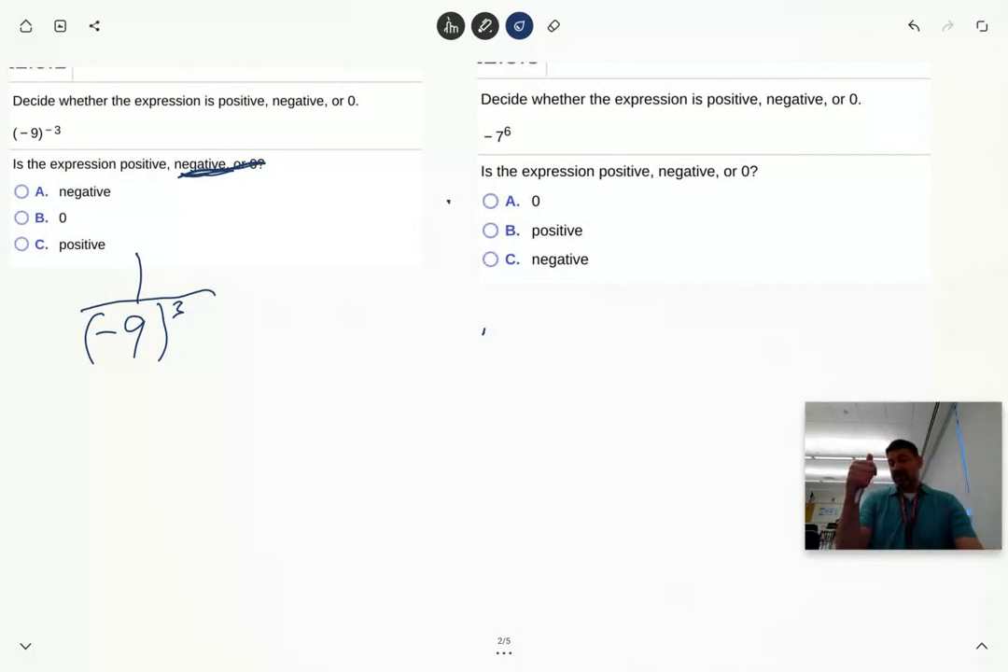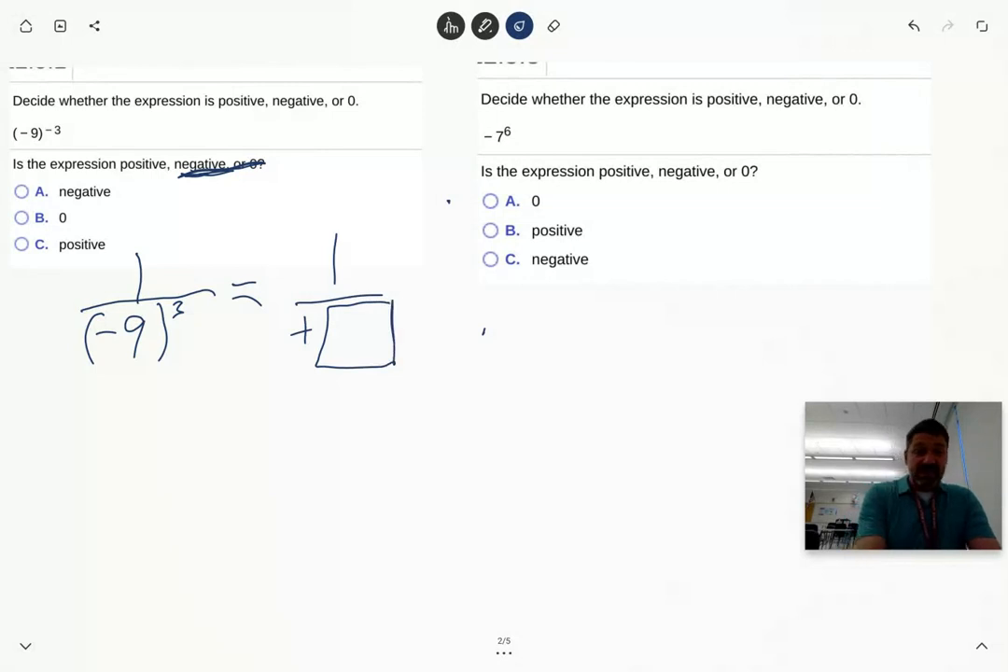So negative 9 times negative 9 times negative 9, 3 negatives, that would give us a negative answer. I'm not going to do that in my head right now, but it's not asking us for an actual number. It's just asking us if it's positive or negative. Okay, so all we need to know is that that's going to be negative.